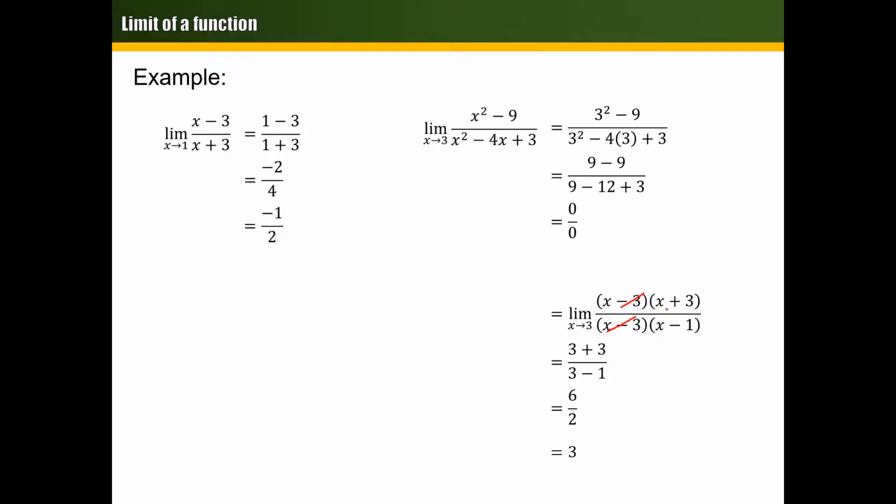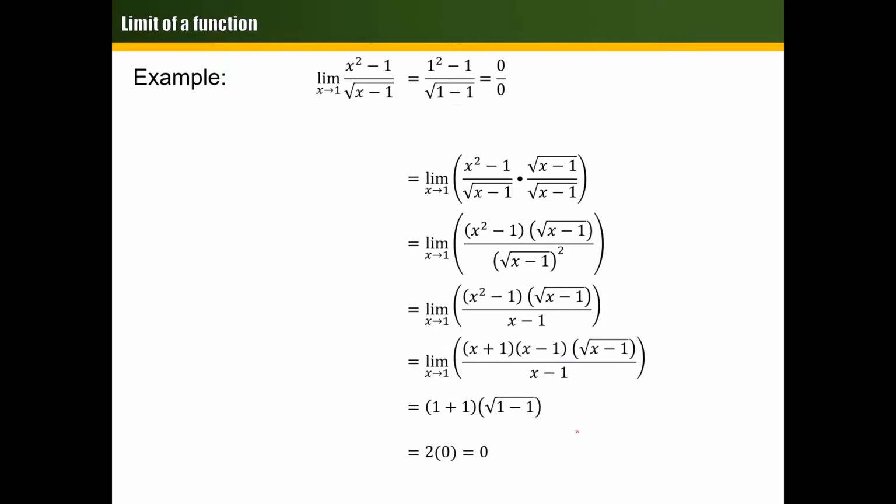Take the value of this expression when x is equal to 3. So we have 3 plus 3 over 3 minus 1. And we get 6 over 2. Simplify it and we get 3. So the limit of this expression here is actually 3.